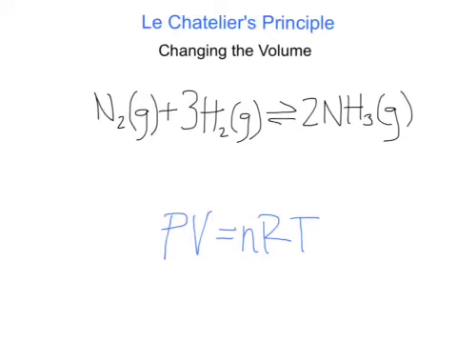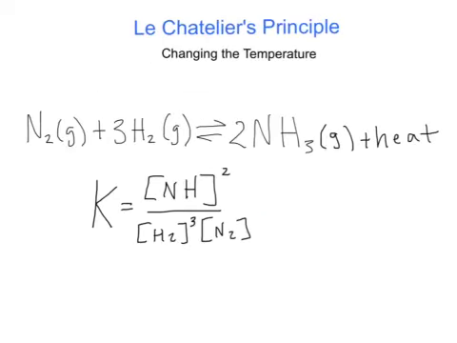When volume is reduced, the pressure inside the system increases. The system responds by shifting to the side with fewer moles of gas in order to regain the lower original pressure, and vice versa. The equation PV equals nRT shows the pressure and volume to be inversely related. When the volume decreases, the pressure increases. So for this example equation, the equilibrium will shift to the right because there are fewer moles of gas if the volume was decreased. The value of K changes with temperature.